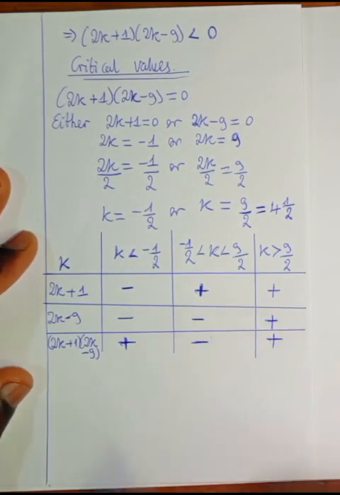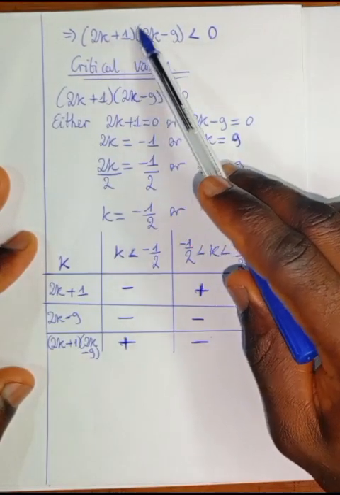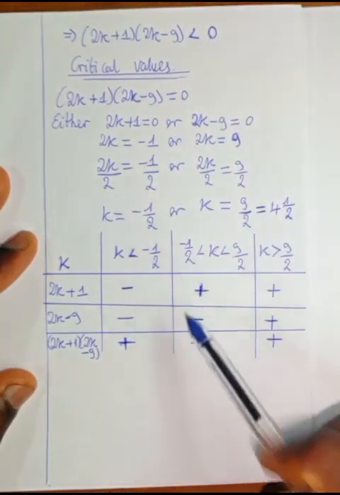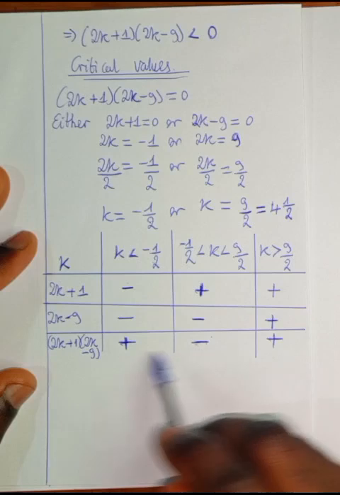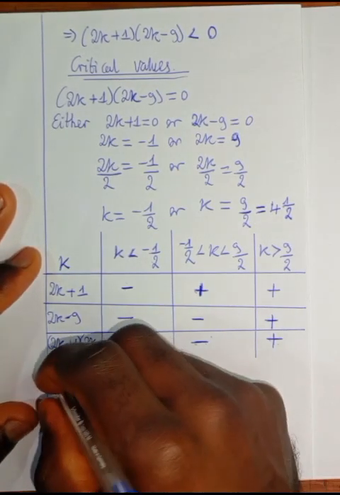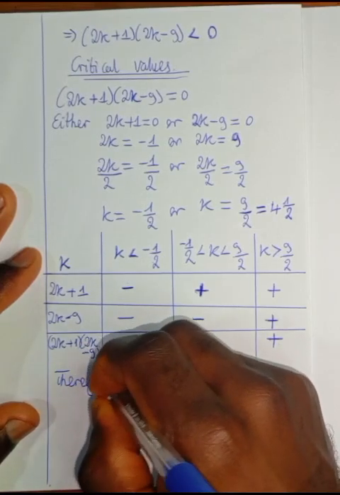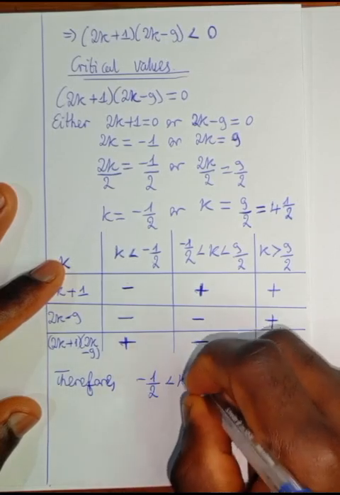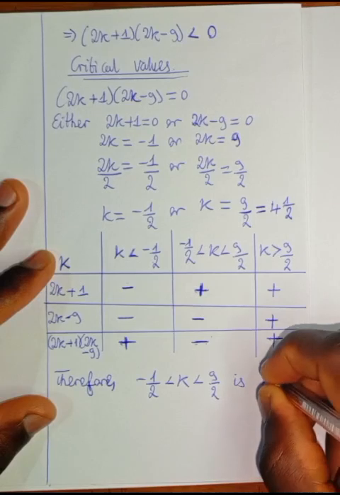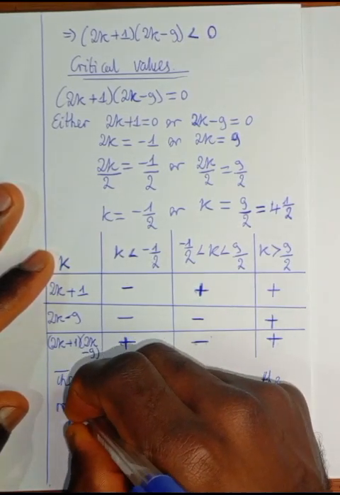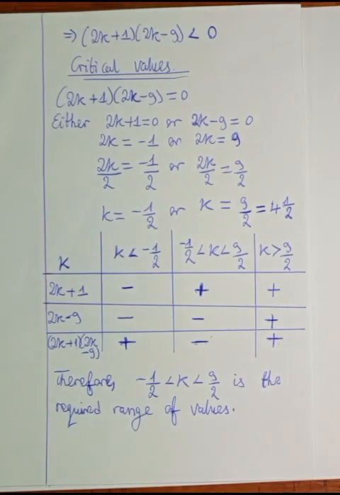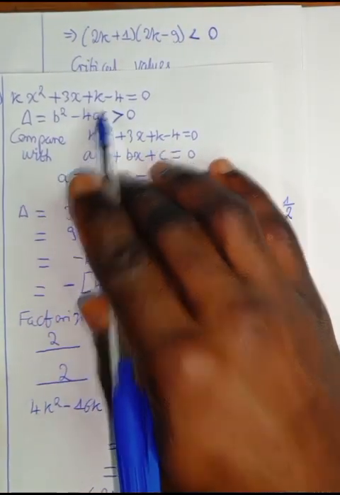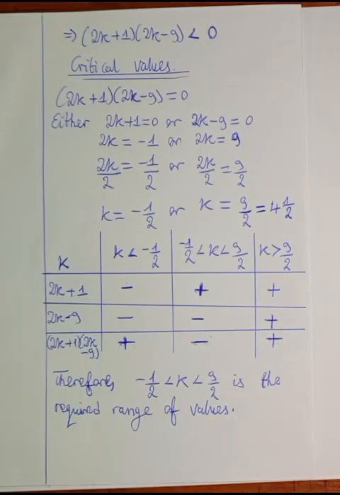Looking at the sign table, we have to get the required range of values for (2k plus 1)(2k minus 9) such that it is less than 0. In our sign table, less than 0 simply means it is negative. So this will be the required range. You can see it here. It's negative. For the other ranges, it is positive. Here we conclude. Therefore, negative half less than k less than 9/2 is the required range of values for the quadratic equation kx squared plus 3x plus k minus 4 equal to 0 to have two real distinct roots.